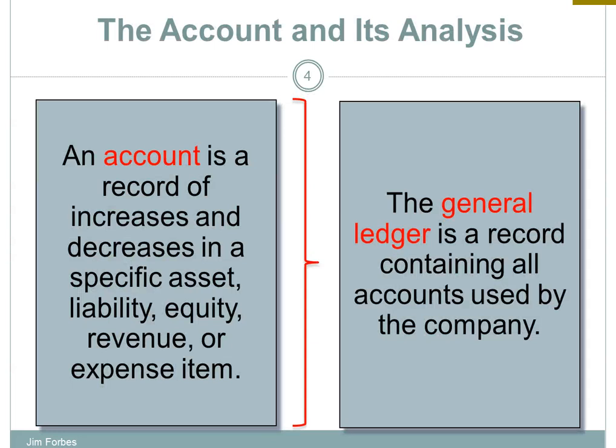An account is a record, or where you keep a record of all the increases and decreases, and this account will be for every specific asset, liability, equity, revenue, or expense account. Now the general ledger is what, maybe to help you think of it, is the first book of entry. It's a record containing all the accounts used here.